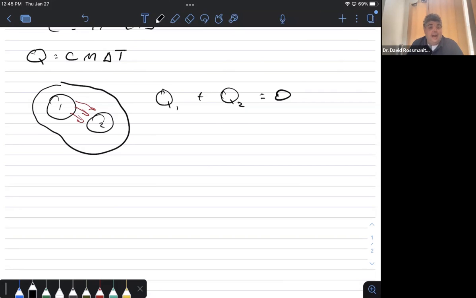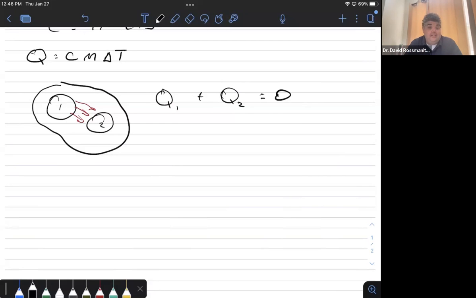If object 1 is hotter than object 2, object 1 will give energy and object 2 will take energy in. So if you give energy, you're losing the energy. Thus, you have a negative change. And object 2 gaining the energy would have a positive change. It's gaining that energy. So even though it looks like you're adding two things together, really one of them's a negative thing and the other one's a positive thing, such that they add up to 0.